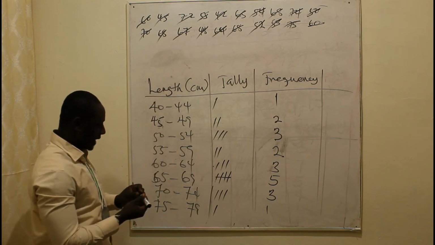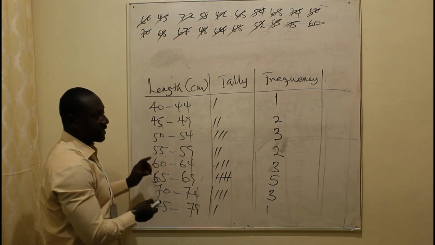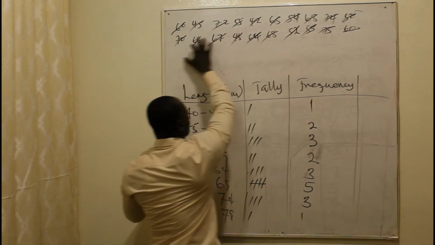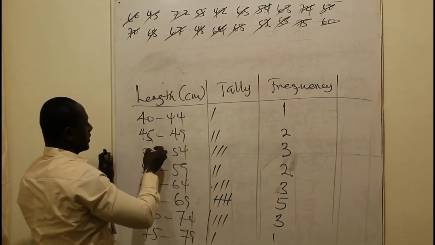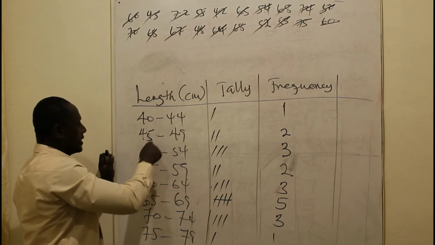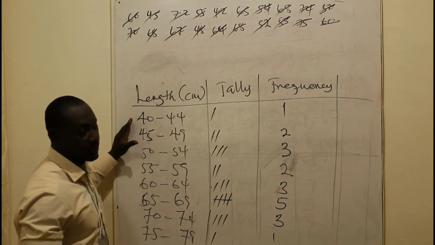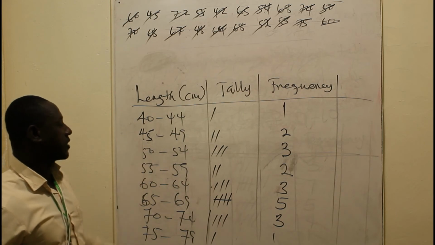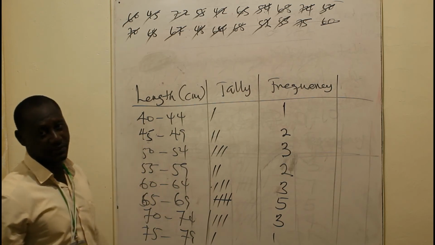We are also saying that the class intervals should be exhaustive. We've seen that by the end of the day, the class intervals have been able to take care of all the data values. So all the data values here have been placed within the class intervals, and all of them have gotten places to be. That's why we are saying that they are exhaustive.